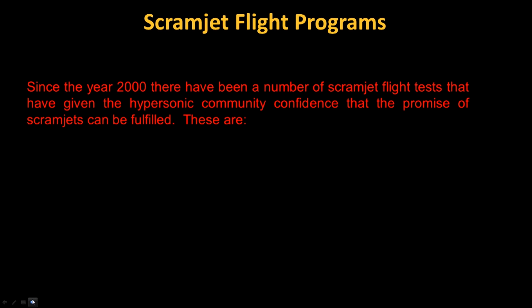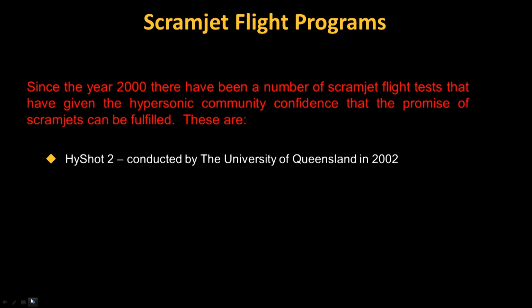To complete our history of scramjets, let's talk about flight programs. Since the year 2000, there have been a number of scramjet flight tests of increasing complexity. These are HyShot 2, conducted by the University of Queensland in 2002. This payload reached Mach 7.6 and consisted of two partial scramjet flow paths back to back. HYPERX, conducted by NASA in 2004. This was a fully autonomous flight vehicle with a complete scramjet engine that flew at both Mach 7 and Mach 10.